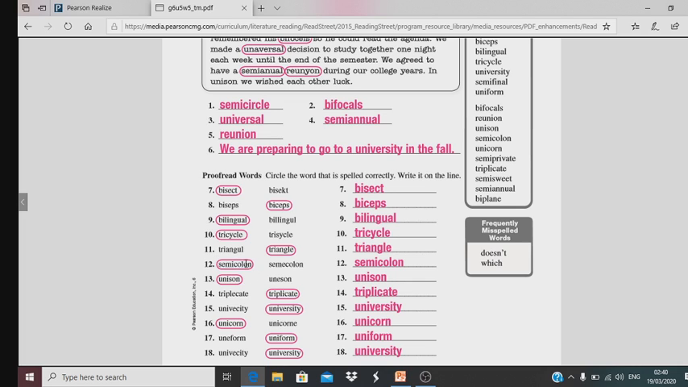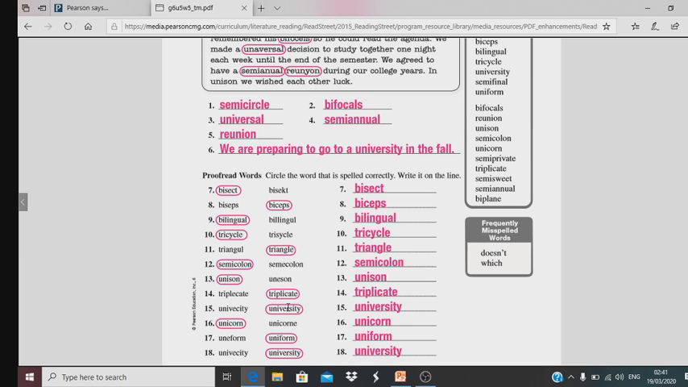12, semicolon and semicolon, semi, S-E-M-I, semi, so we will choose the first one. Unison and unison, so here uni, U-N-I, so we will choose the first one. Triplicate and triplicate, so we'll choose the second one because in triplicate after the L there is I, so the second one is the correct one.